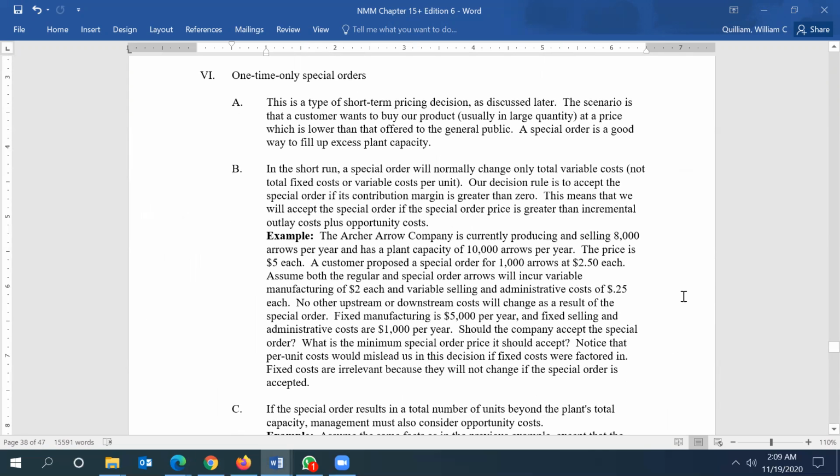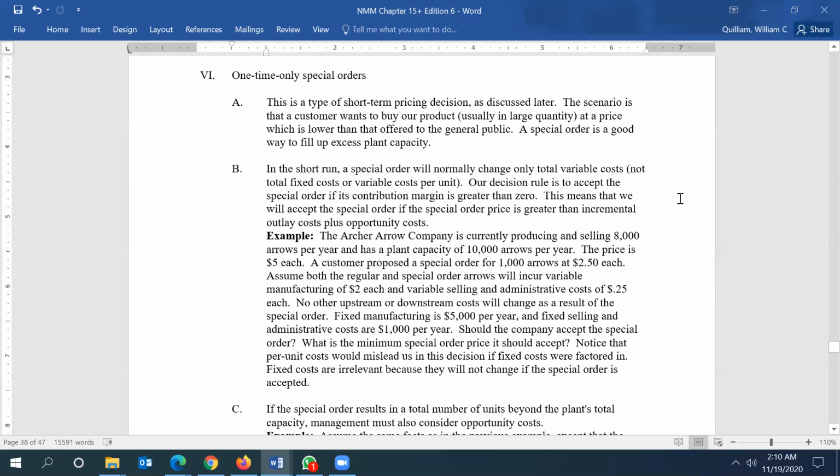Now, another decision scenario that we have is a one-time only special order. Let's see what that is. This type of short-term pricing decision is discussed later in the chapter. And the scenario is a customer wants to buy our product, usually in large quantity, at a price which is lower than that offered to the general public. So they tell us we're buying a large quantity, but here's what you have to give up: you have to give us a cheaper price. Special order is a good way to fill up excess plant capacity. So again, I will show you with no opportunity costs and then with opportunity costs.